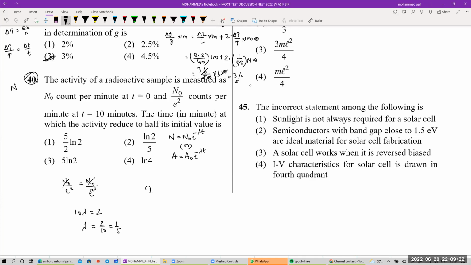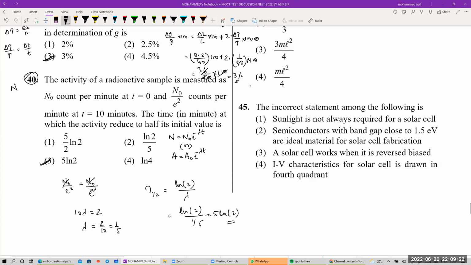यानी T half अगर निकालना है मेरे को, T half is equal to your ln of your 2 divided by your lambda. तो T half will be equal to ln of your 2, lambda will be equal to 1 by 5. तो ये बन जाएगा मुझे 5 times of your ln 2 will be the answer, यानी third option will be the answer for this.